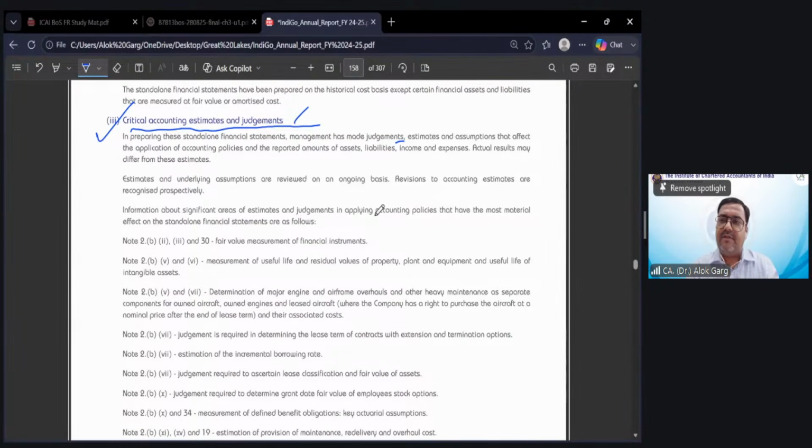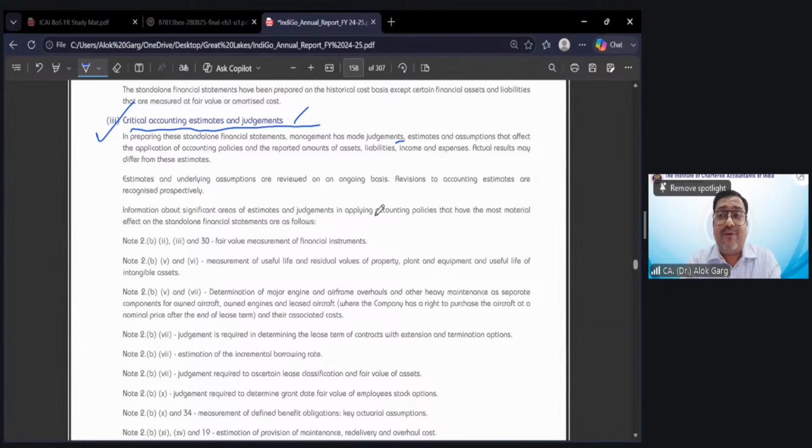Friends, the PPE net block, tell me, is it an accurate item or is it a best estimate? The net block of the property, plant and equipment in the balance sheet of a listed company, is it an accurate number or a best estimate number? Best estimate number. Very good. It is a best estimate.